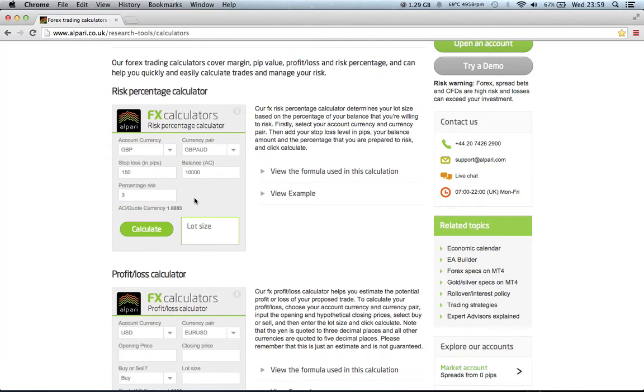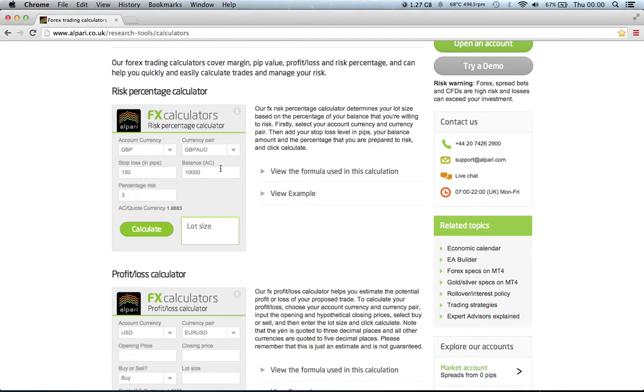Over 3%, it begins to get risky, and if you sustain a few losses in a row, it will harm your account. I personally recommend if you're new, or if you work full time, for example, and you might get in or out of trades a bit late, I personally recommend not going above about 2% of your account.